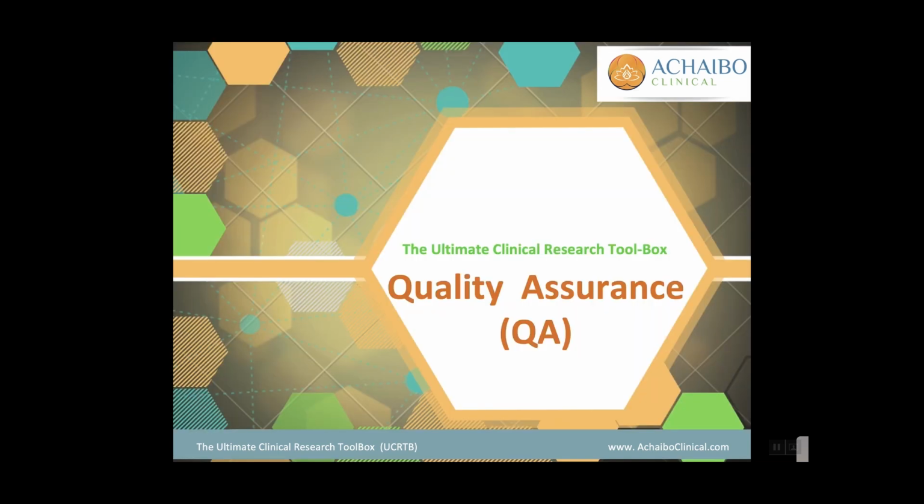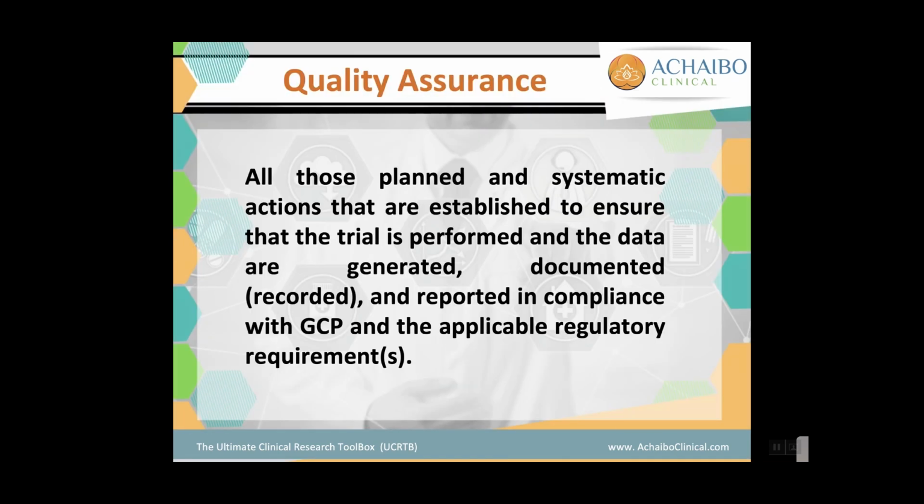Quality assurance we had discussed earlier, and these are all those planned and systemic actions that are established to ensure that the trial is performed and the data are generated, documented, and reported in compliance with GCP and applicable regulatory requirements. So quality assurance is a system of actions. It could be audits, it could be all the periodic monitoring, it could be central monitoring. So all of that, those tools and processes that are in place to ensure that the trial is being performed in compliance. That's what QA is.